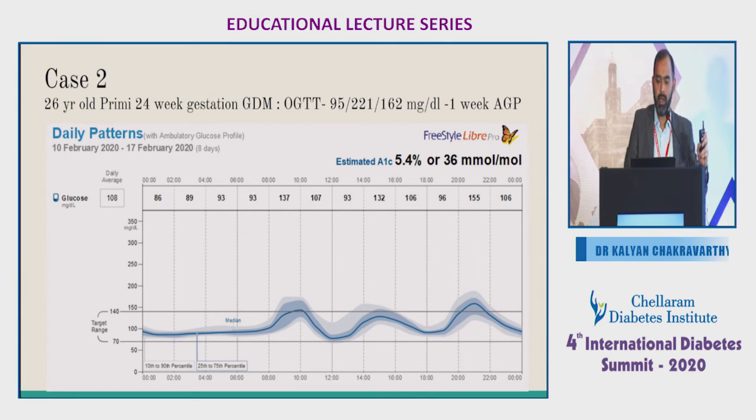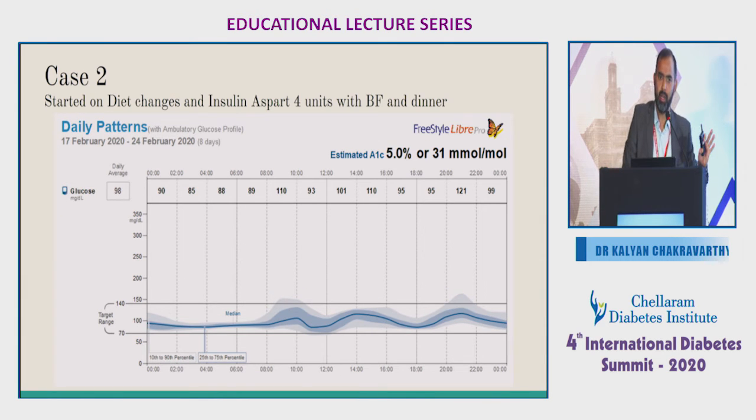Once I started diet changes, and I've only given insulin aspart 4 units with breakfast and 4 units with dinner, as you see, the postprandial spikes have significantly come down, and probably this patient would not have benefited much from metformin or a premixed insulin.